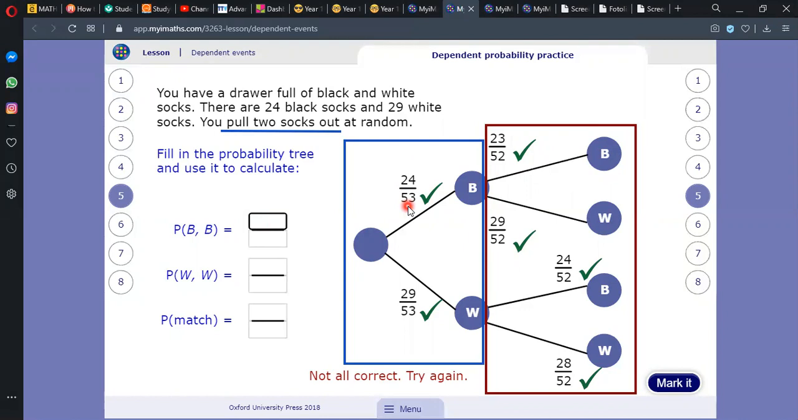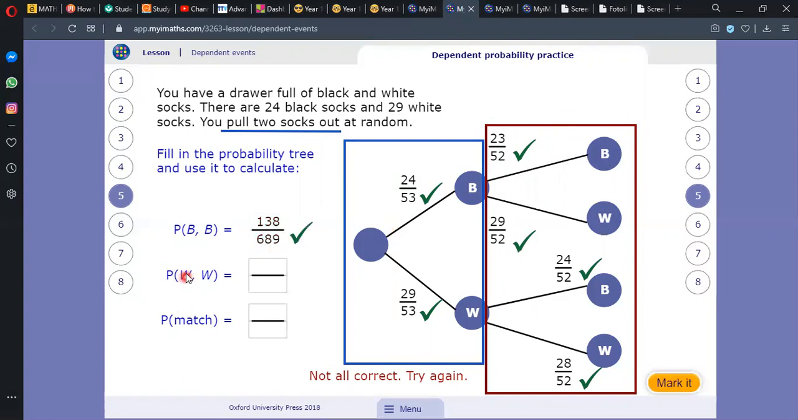24 over 53 multiplied by 23 over 52. So when you multiply that, you're going to get 138 over 689. 138 divided by 689. Okay, let's mark that. That is correct. So you see how it's going now.